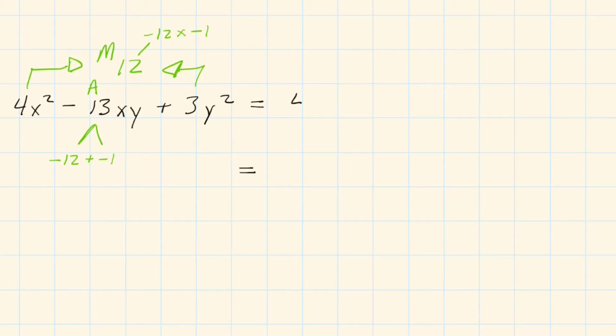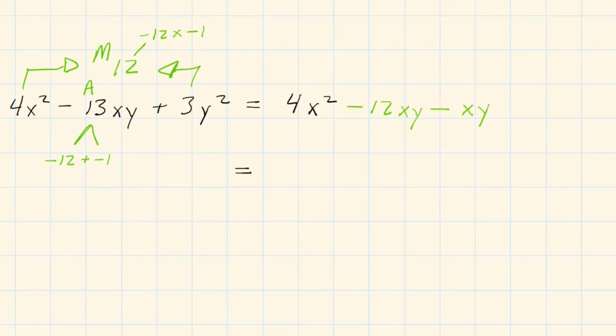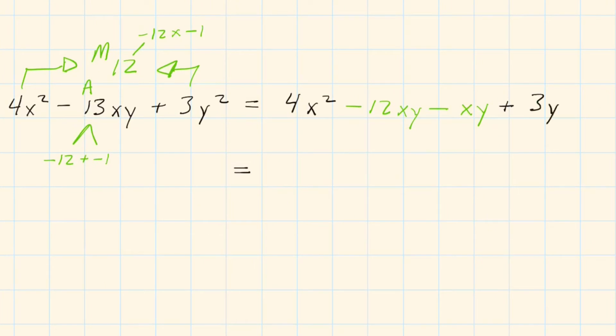Now I'm going to break that middle term, the negative 13xy, into those two. So it's going to be minus 12xy and minus 1xy, which is just minus xy in the middle. So what you got to remember is that the 4x squared and the 3y squared stay the same. Okay, GCF of the first two terms, 4x squared and 12xy, is 4x. 4x times x is 4x squared, minus 4x times 3y is 12xy.